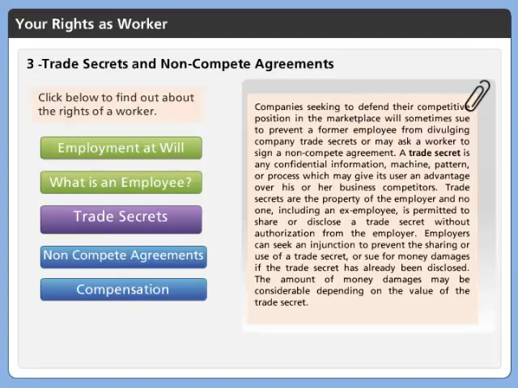Employers can seek an injunction to prevent the sharing or use of a trade secret or sue for money damages if the trade secret has already been disclosed. The amount of money damages may be considered depending on the value of the trade secret.